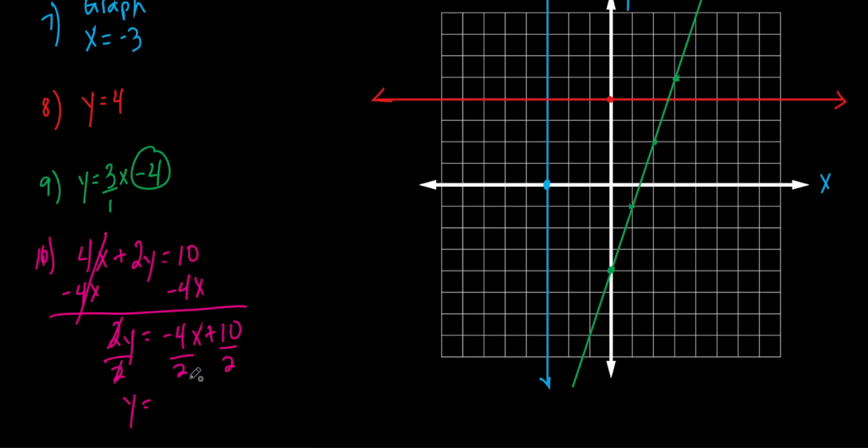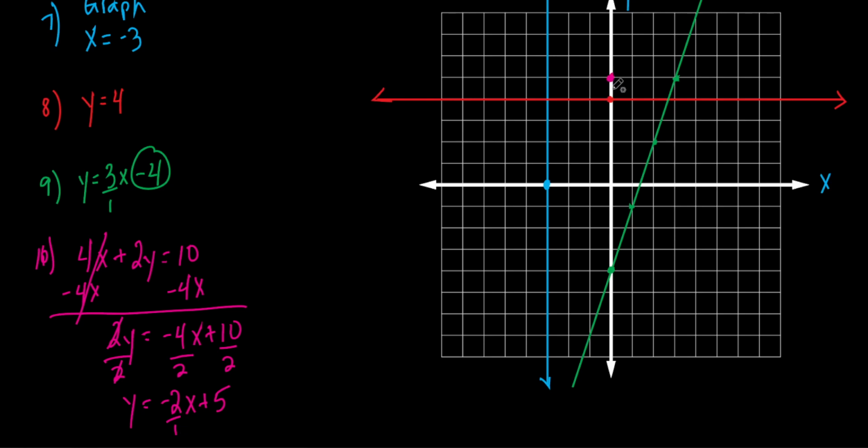Watch, -4 over 2 is -2x plus 10 over 2, which is 5. So this is what we're going to graph right there. So now I can take this and graph it just like I did with number 9. So the y-intercept is +5. So I go up to 5, 1, 2, 3, 4, 5, put a point. The slope is -2. So it's -2 over 1.